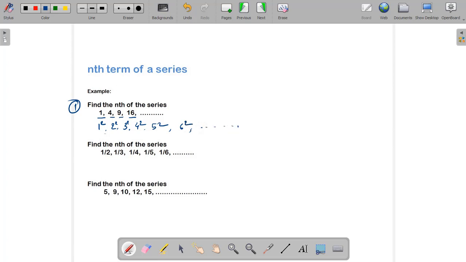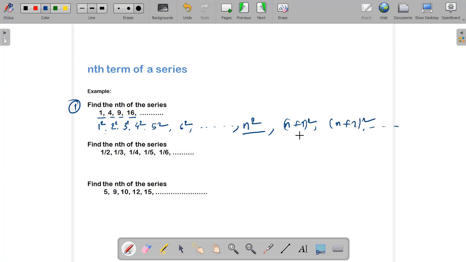So the nth term, that means the nth value, or we can say the general form of the series, we can write as n. So the nth term of the series is n square. Also after that n square we can write n plus 1 whole square, then n plus 2 whole square.